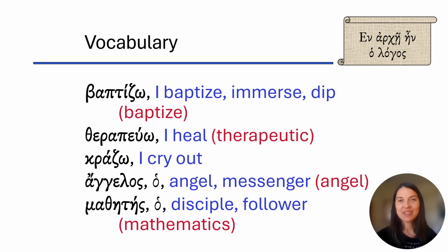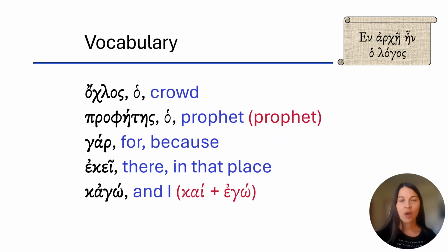Baptizo, I baptize, immerse, dip. Therapevo, I heal. The word therapeutic is similar and helps me remember that. Crazo, I cry out. Angelos, angel, messenger. Notice that nasal gamma there, the gamma nasal. Mathetes, a disciple, follower. Oklos, a crowd. Prophetes, prophet.